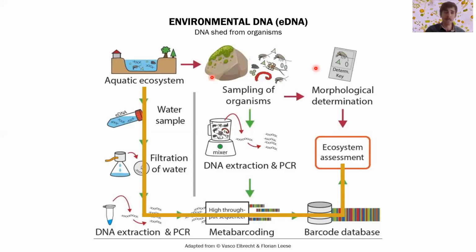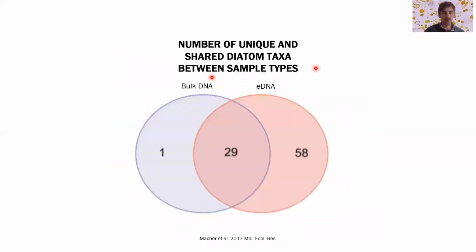For eDNA, instead, your main goal is to target the shed DNA, the extracellular DNA that's suspended in the water column, in which case you go collect a water sample, filter the water, and then extract the DNA and go through. For the most part, bulk DNA resembles our current method more so than eDNA. But let's see how these compare compositionally.